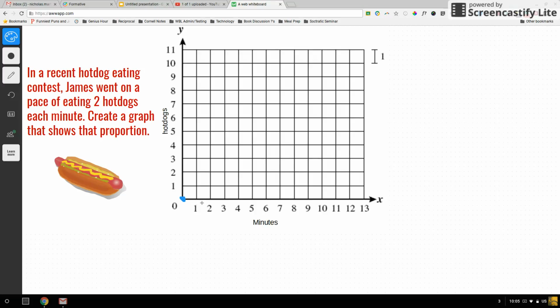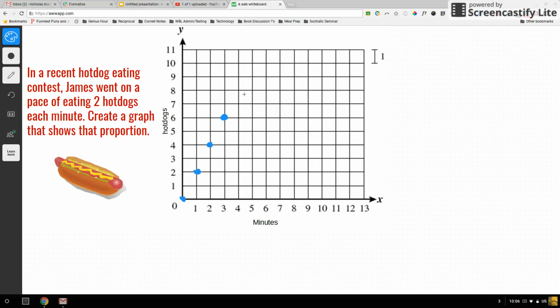If 1 minute went by, it says his pace is 2 hot dogs each minute. That's his unit rate. That means, boom, he would have 2 hot dogs eaten. All right, 2 minutes go by. That would be 2 hot dogs for the first minute, 2 hot dogs for the second minute, and so he would have eaten 4 total. At 3 minutes, we had 4. Add 2 more onto that, he would have had 6 hot dogs eaten.